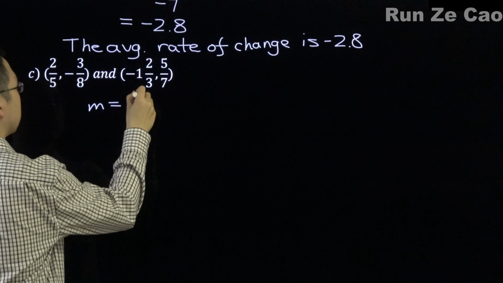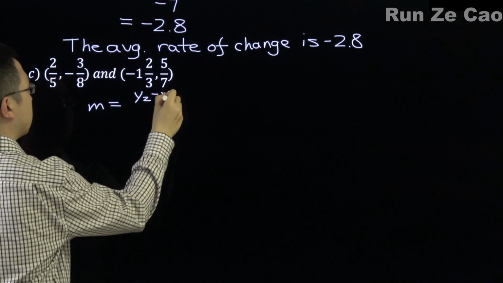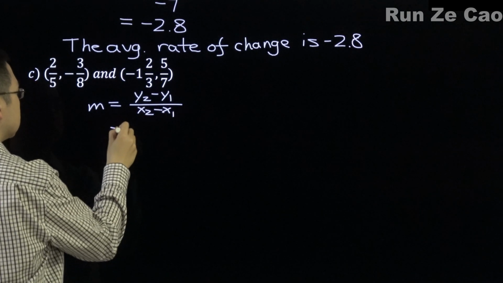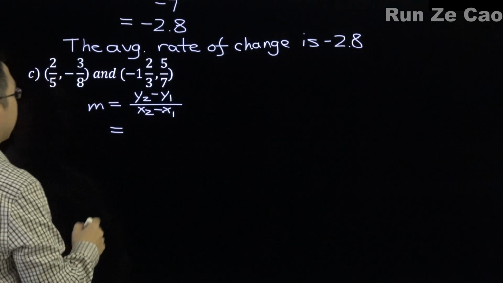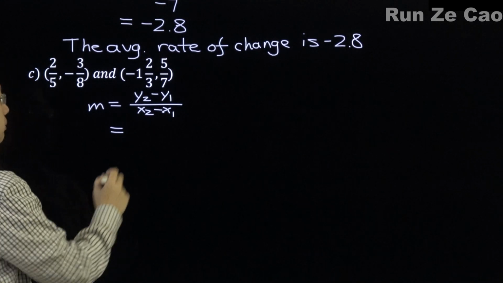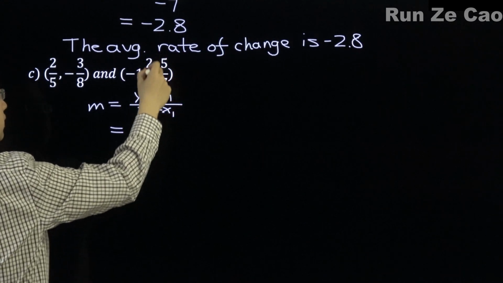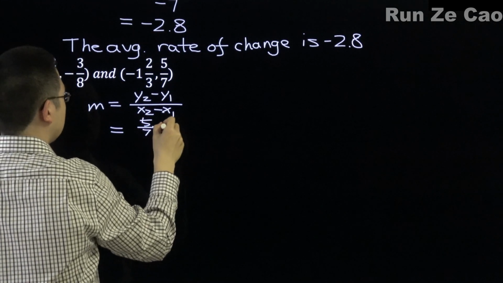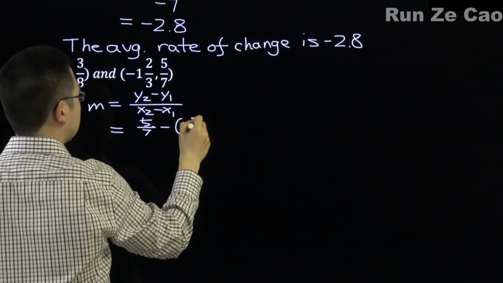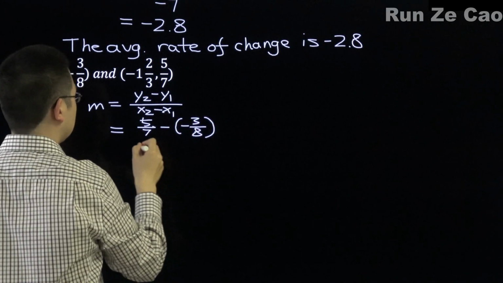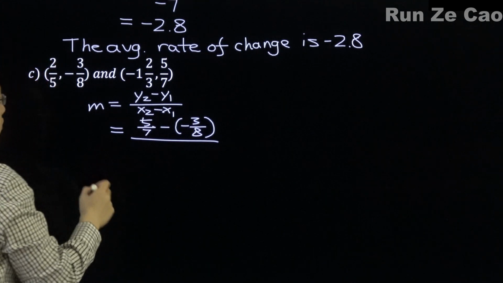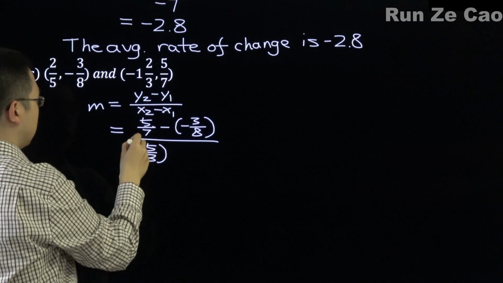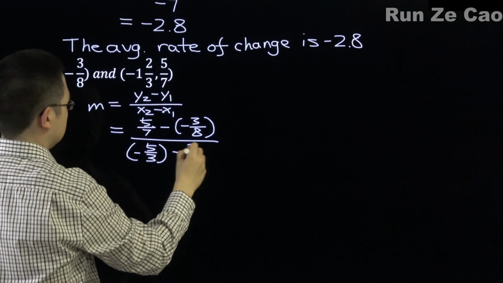m equals y2 minus y1 over x2 minus x1, which is equal to, well, y2 minus y1 would be this minus that. So 5 over 7 minus negative 3 over 8. And on the bottom we have x2, which is negative 5 over 3 minus 2 over 5.